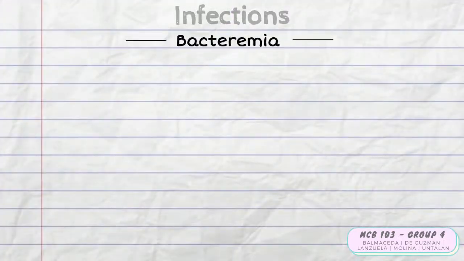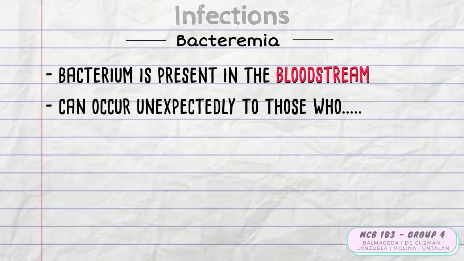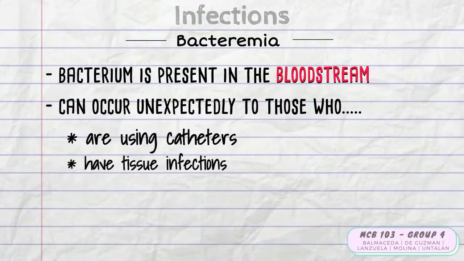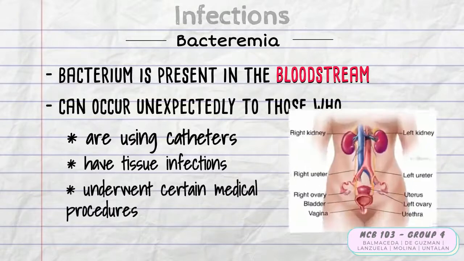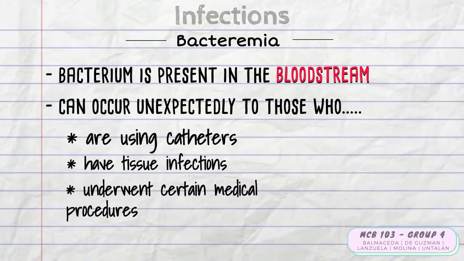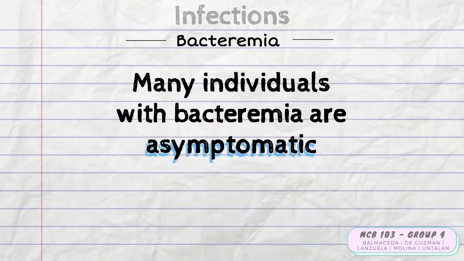Bacteremia is an infection where bacteria are present in the bloodstream of an individual. Bacteremia can occur unexpectedly to those who are using catheters, have tissue infections, and persons that underwent certain medical procedures involving the dental, genitourinary, or gastrointestinal tract. Many individuals with bacteremia are asymptomatic, meaning they do not show any symptoms at all.